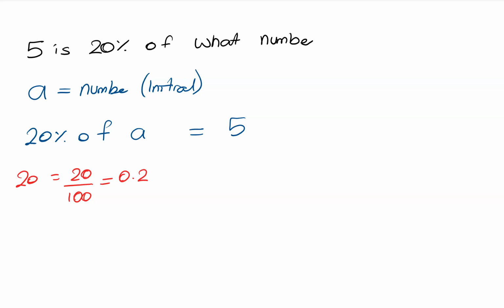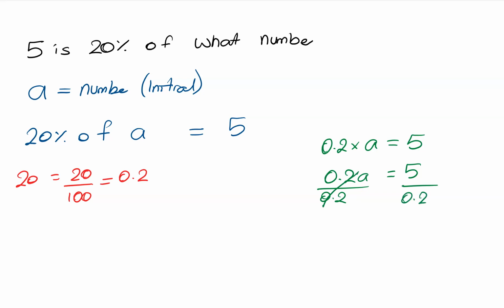Alright, and then we go through and solve. So I'm going to have 0.2 times A, which equals 5, and I can rewrite this as 0.2A equals 5. And now we just go through some standard algebra. We have to get rid of this coefficient of 0.2, so we divide this side by 0.2. And since we've divided the left-hand side by 0.2, we do the exact same to the right-hand side. So now we've got 5 over 0.2. And now we're going to find out what 5 divided by 0.2 is.